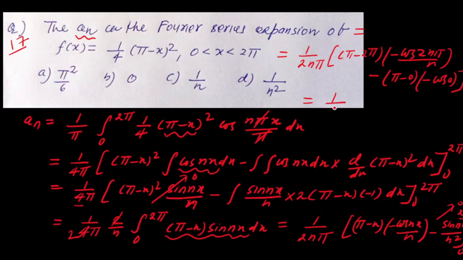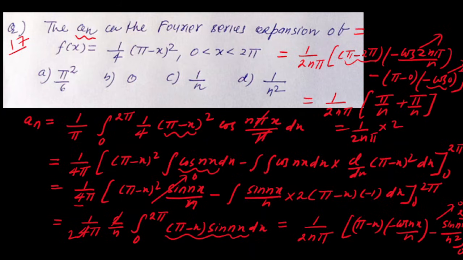I will get 1 by 2n pi, and cos 2n pi is 1, cos 0 is also equal to 1. So here we get pi minus 2 pi, that is minus pi and minus, so I will get pi by n. And here I will get minus 1 and then minus pi, so minus minus plus again pi by n. So I will get 2 pi by n, and we have 1 by 2n pi into 2 pi by n. So this 2 and 2 cancel, this pi and pi cancel. What I will get is 1 by n square. So this is what the answer is.